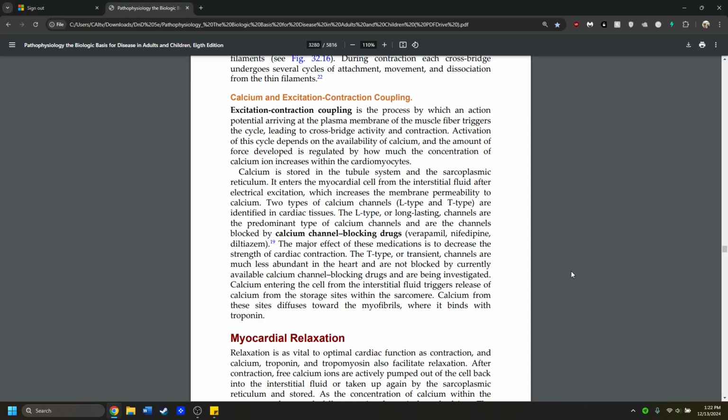The T-type, or transient, channels are much less abundant in the heart and are not blocked by currently available calcium channel blocking drugs and are being investigated.